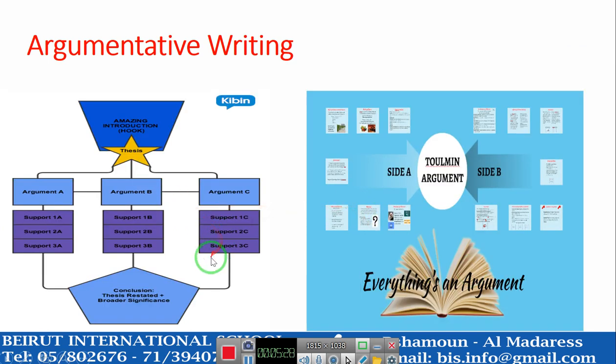Here is another method of writing an argumentative essay. We have an introduction with the hook as well as the thesis. We have argument, support, argument, support, and argument, support. This is what we call point-by-point argumentative writing. That means you give the argument and then support, and then the counter-argument. Argument, support, and then the counter-argument.